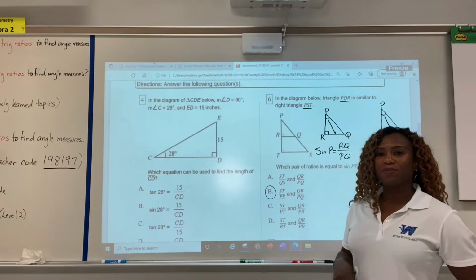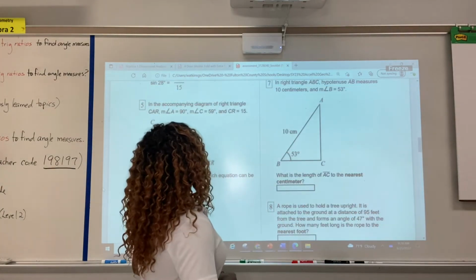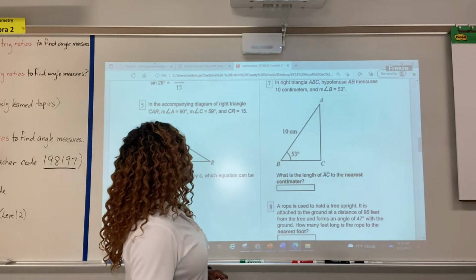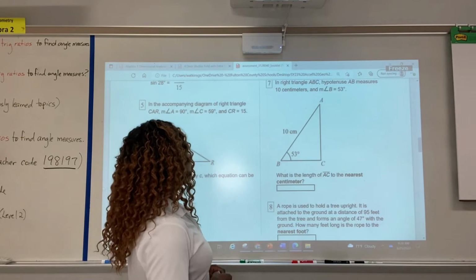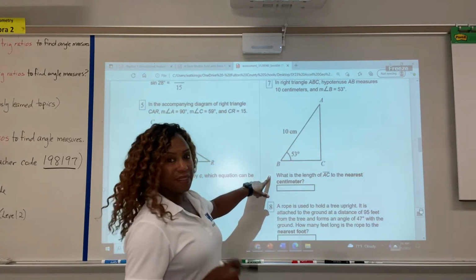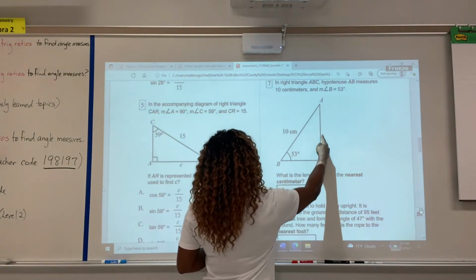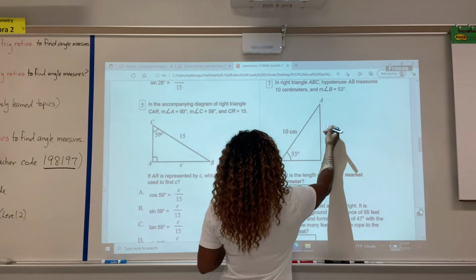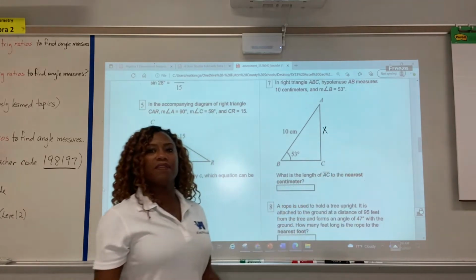Let's take a look at problem number 7. In right triangle ABC, the hypotenuse AB measures 10 centimeters and the measure of angle B is 53 degrees. What is the length of AC, segment AC, to the nearest centimeter? So we're asked to find this length right here, this leg. I'm going to go ahead and give this a variable. Just make it X. So we're trying to find the value of X.